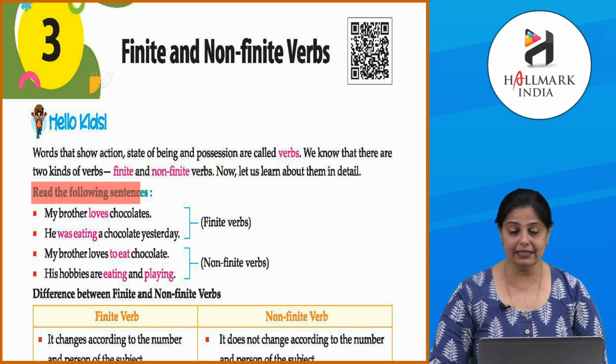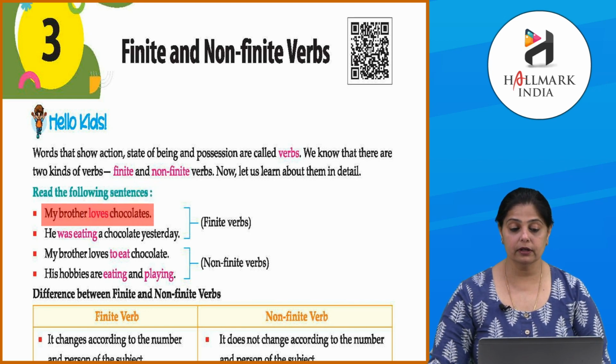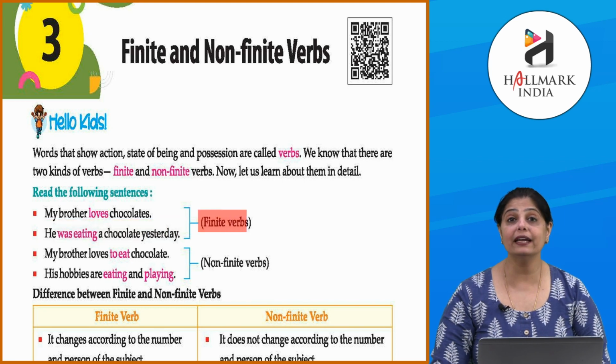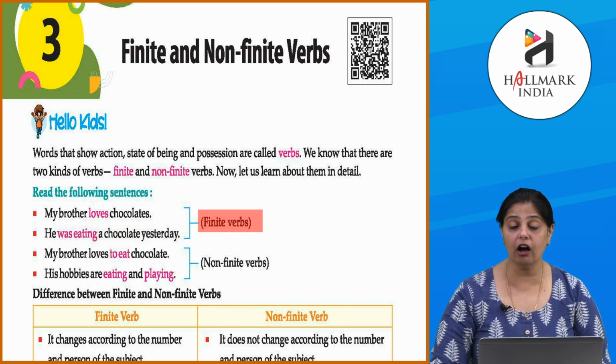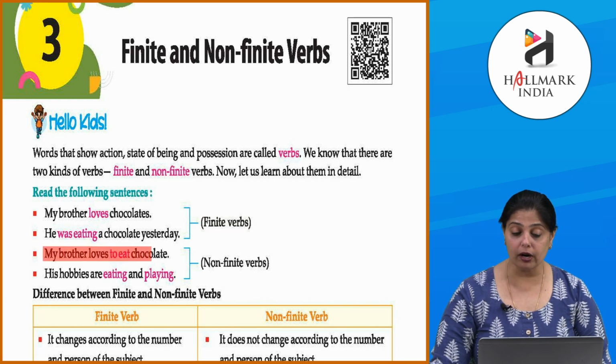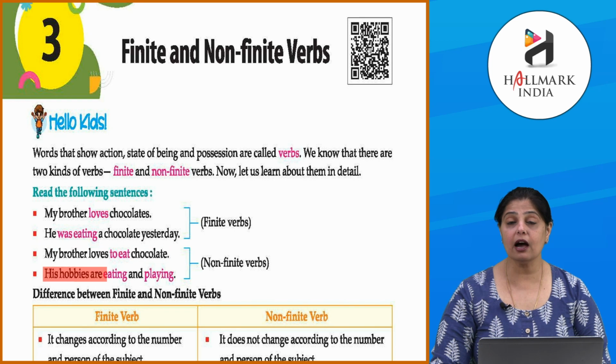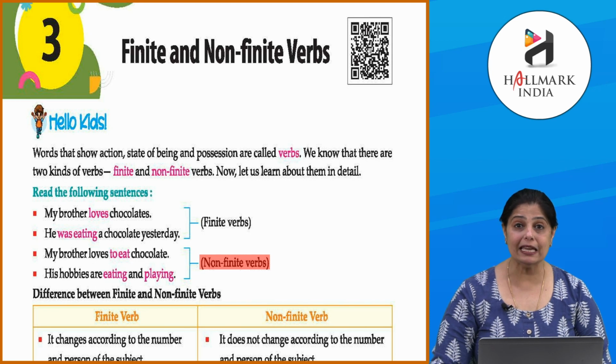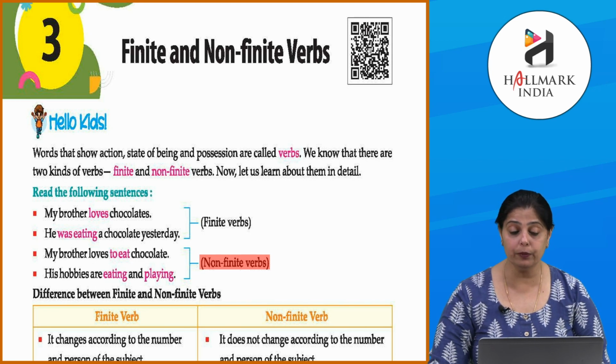Read the following sentences. My brother loves chocolate. He was eating a chocolate yesterday. Now these are finite verbs: loves, was eating. My brother loves to eat chocolate. His hobbies are eating and playing. These are non-finite verbs. Okay, eating and playing, to eat, these are all non-finite verbs.